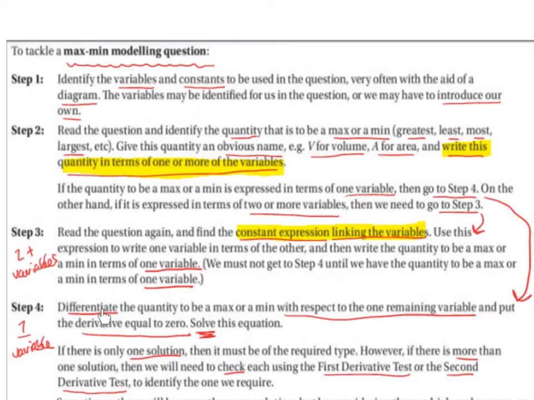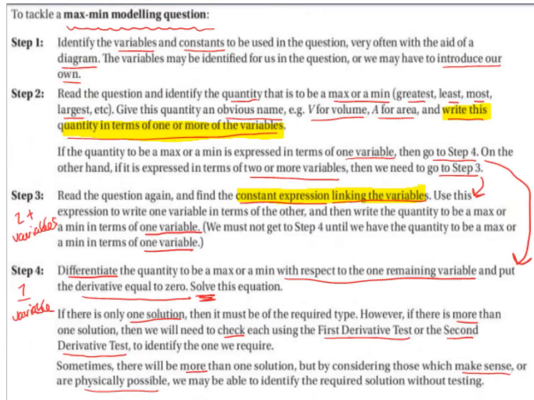So step 4, differentiate the quantity to be a max or min with respect to the one remaining variable and put the derivative equal to 0. Then solve this equation. If there is only one solution, then it must be of the required type. However, if there is more than one solution, then we will need to check each using the first derivative test or the second derivative test to identify the one we require.